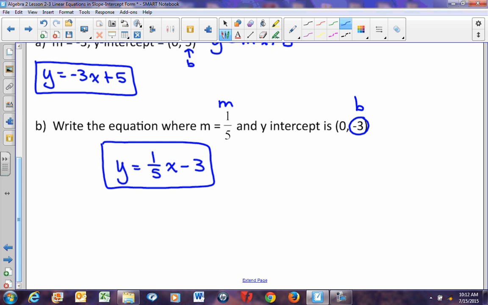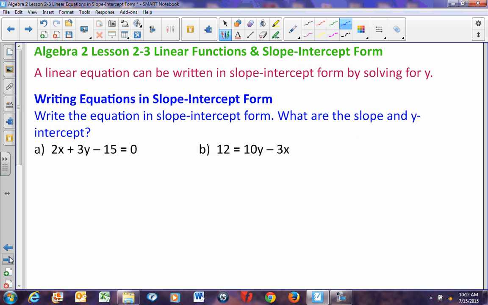So if you're given the slope and the y-intercept, it's very easy to write an equation. A linear equation can be written in slope-intercept form, if it's not already written in slope-intercept form, by solving for y. So we have the following equations.